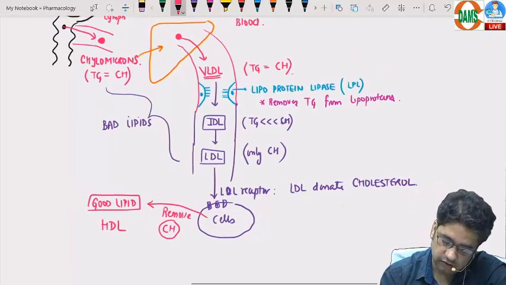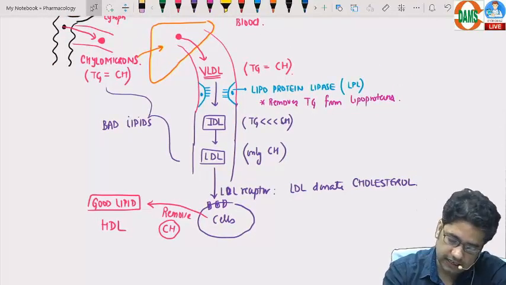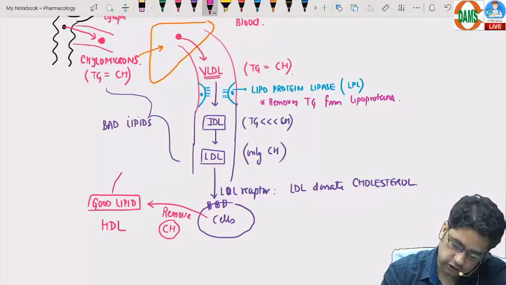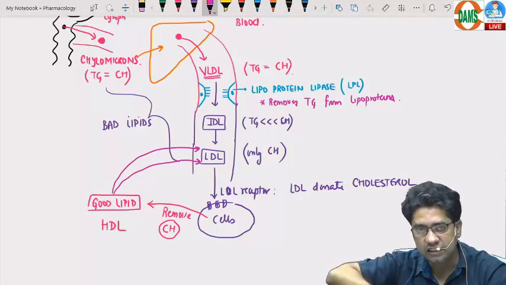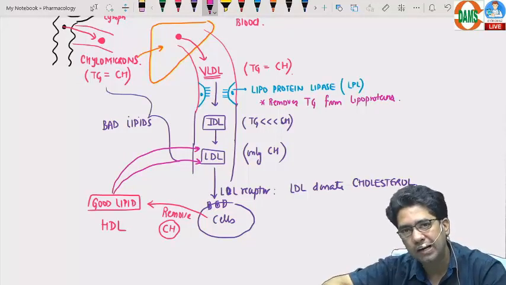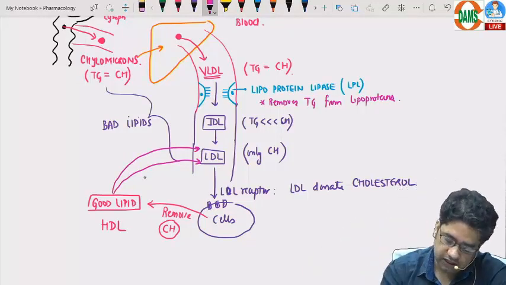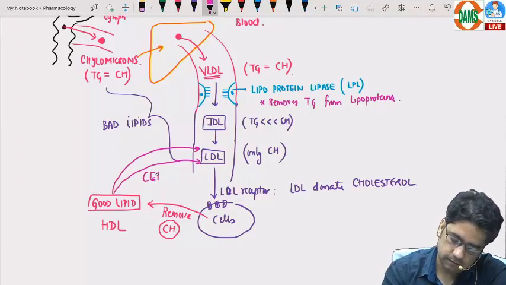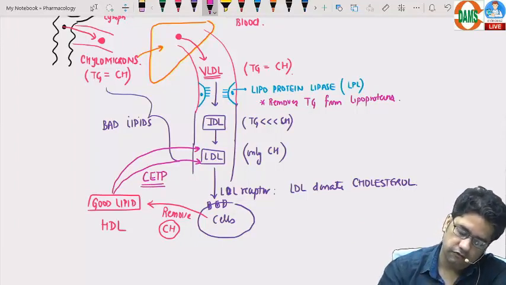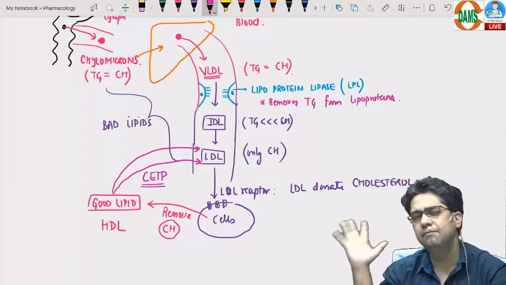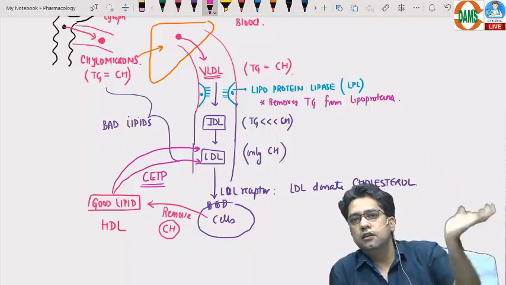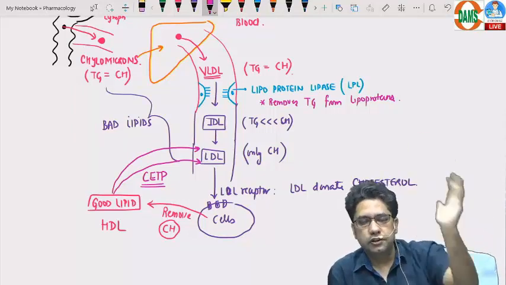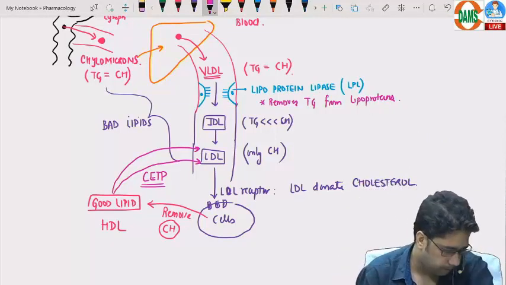What is the function of HDL? This HDL donates its cholesterol back to LDL with the help of one enzyme, CETP. I will tell you the full form of this enzyme later on: cholesterol ester transfer protein.